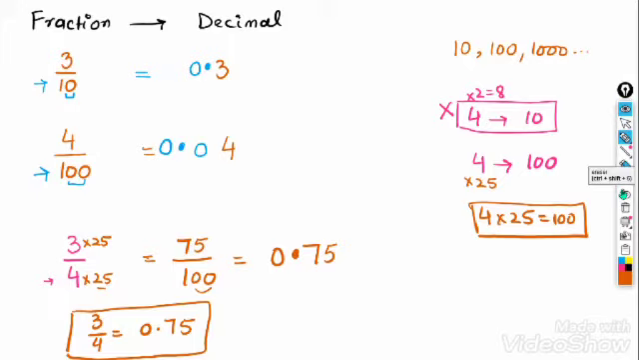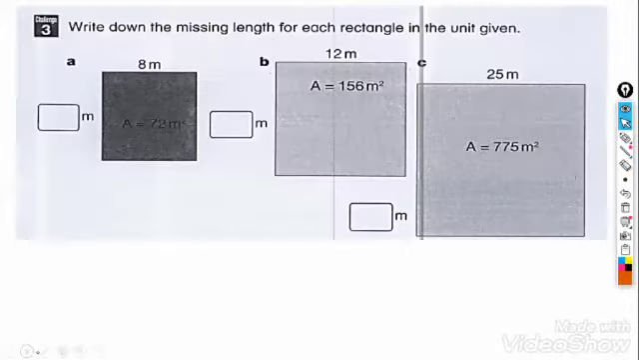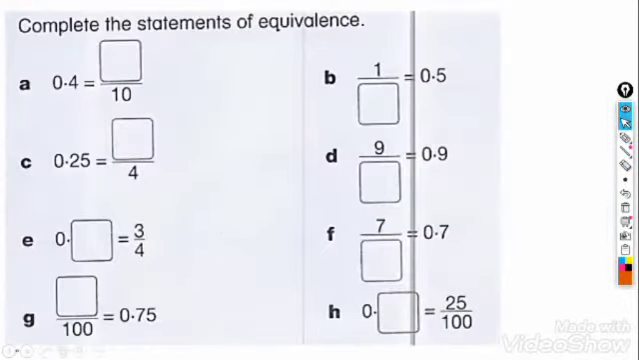Now let's move to the question from your book. Okay, this one. Complete the statement of equivalences. So let's look at the first one. It is 0.4. So it is easy for us. Just take the 0.4. In the place of this decimal, we will write 1 in the denominator. And after this decimal point, there is only one digit. So in the place of this one digit, I will put 0. So at the top, it will be 4. So it is 4 upon 10. So 10 is the denominator and obviously the 4 will be the numerator.